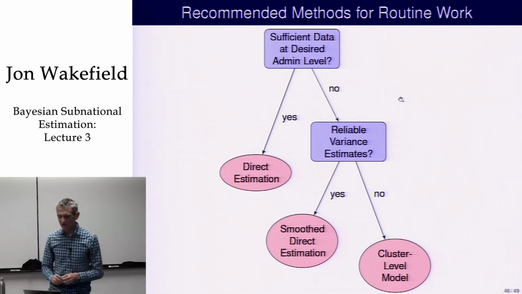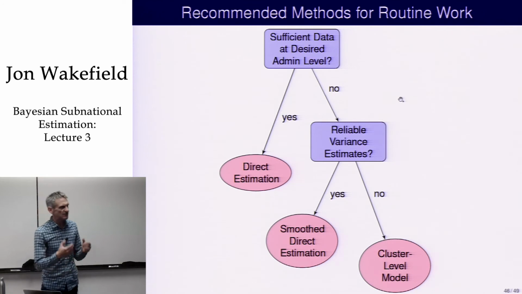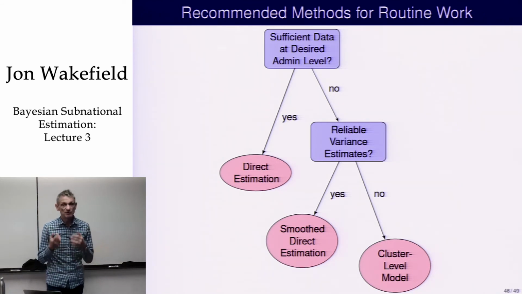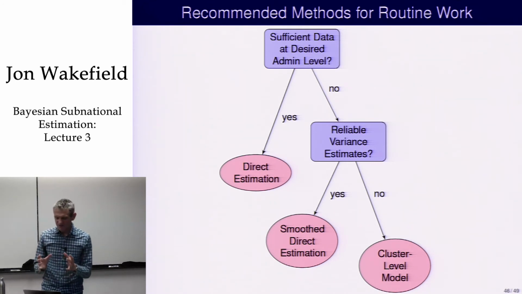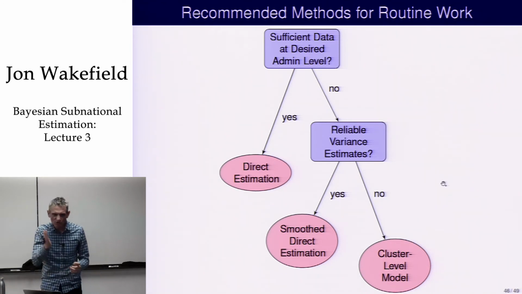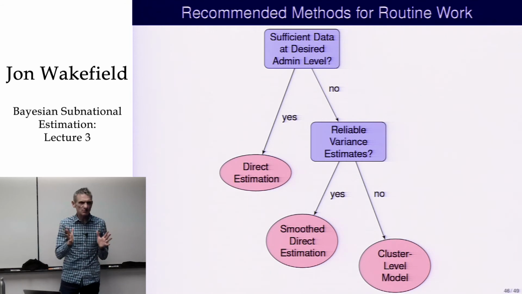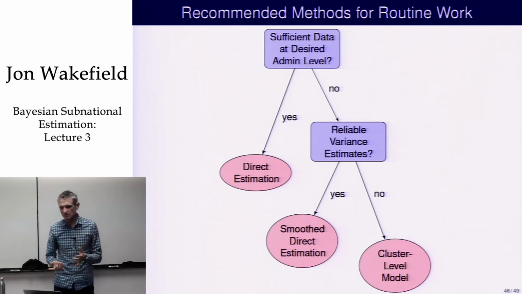If you've got unacceptable variability, but you have relatively reliable variance estimates, so if the design variances are reliable, then you can go to the smooth direct estimation. If you don't have reliable variance estimates, as we didn't in that last example, the Nigeria example, then we can go to the cluster level models. As we go through here, the modeling gets more hazardous because we're having to make more assumptions.